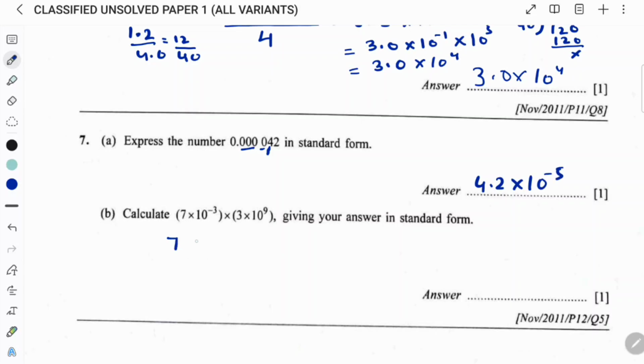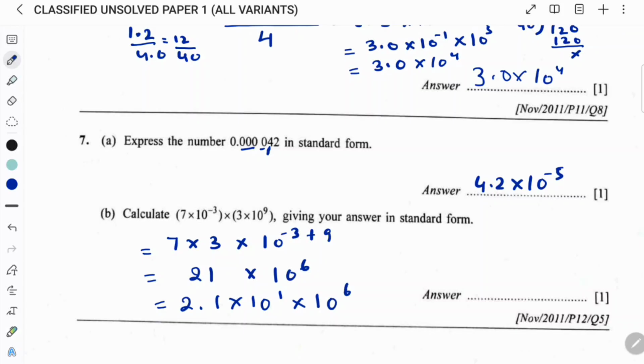Multiplication question: multiply the numbers and add the powers. So 7 3s are 21, 10 to the power of 6 minus 3 plus 9, 2.1 into 10 to the power 1 and 10 to the power 7. You can skip this step if you want. I have to explain it, so that's why I'm doing it in every question. So 2.1 into 10 to the power 7.